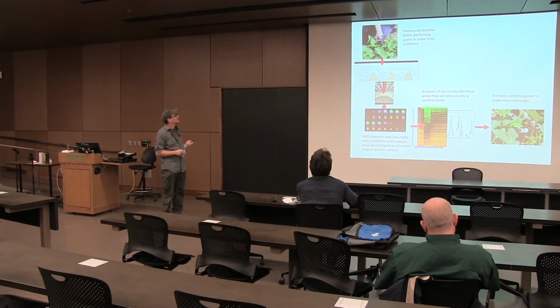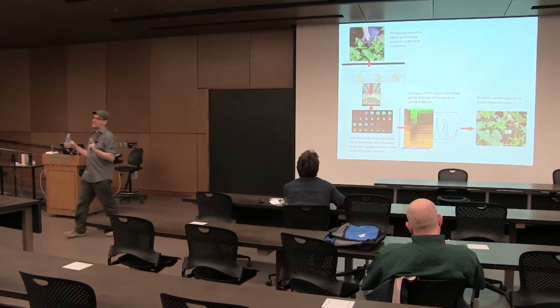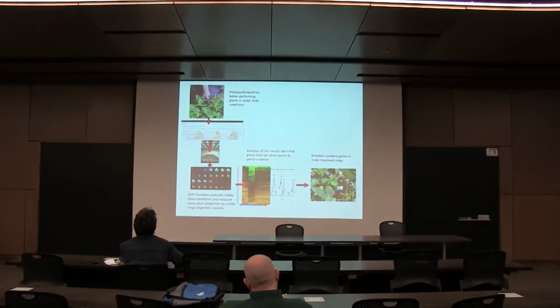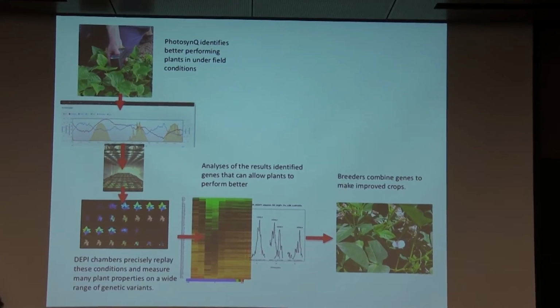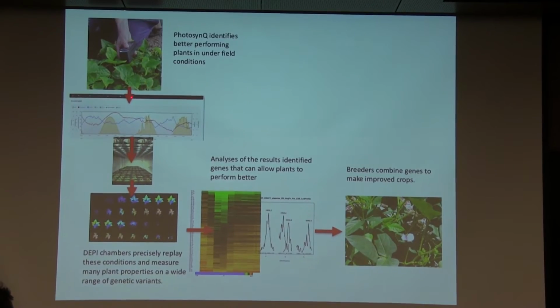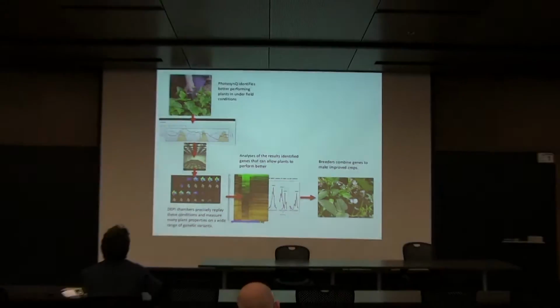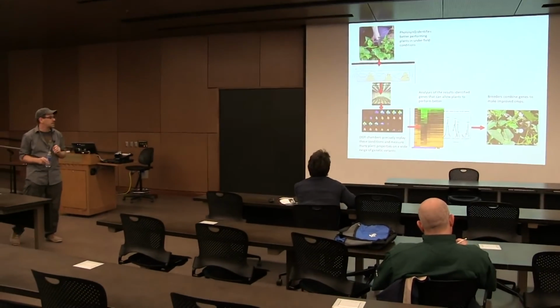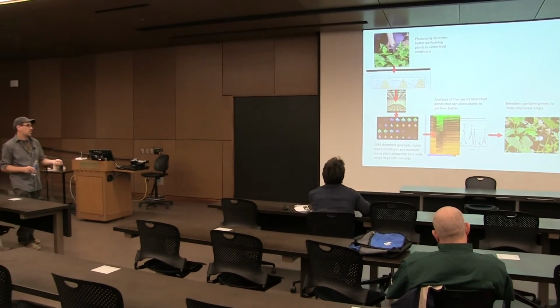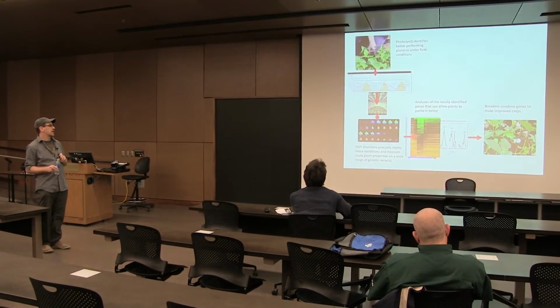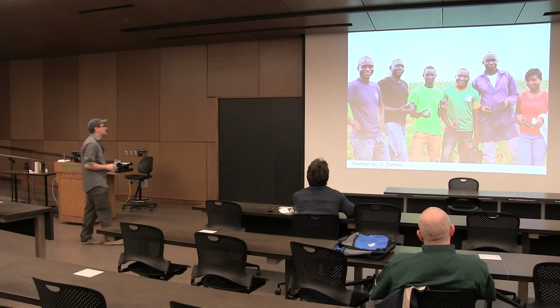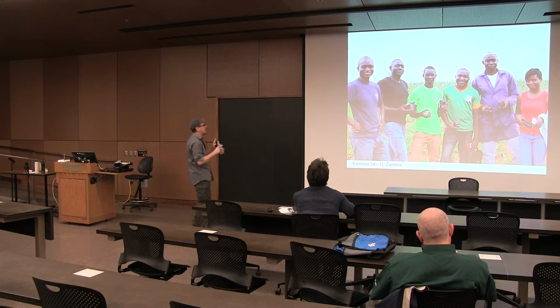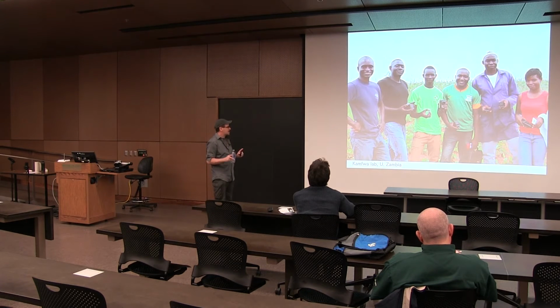PhotosynQ is up here. It measures photosynthesis and other plant properties in the field. The other platforms I've been describing fall down here, where you take that information, you can reproduce the environmental conditions and study things in detail all the way down to the molecular level or to the genetic level, so you can guide breeding and so forth. Okay. So this is where we're going this time. We're going to take sophisticated technology and put it out in the world and see what we can get.